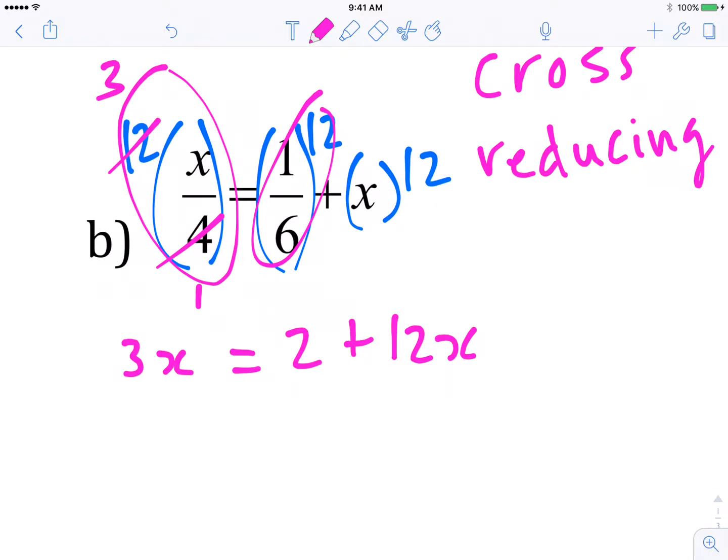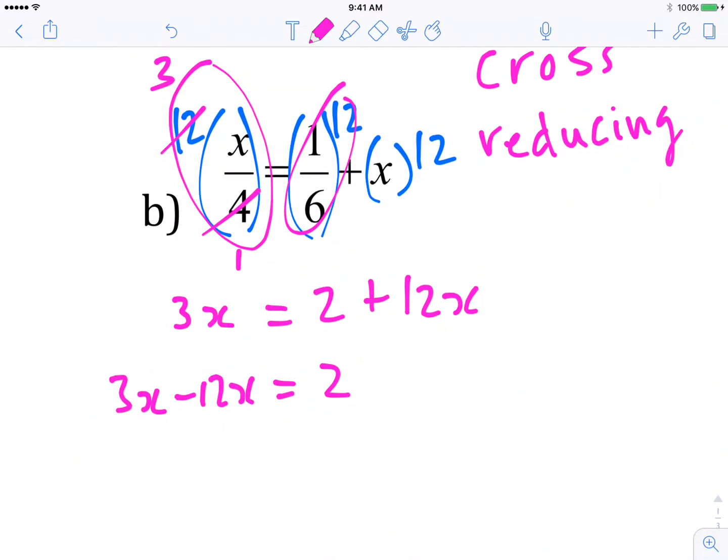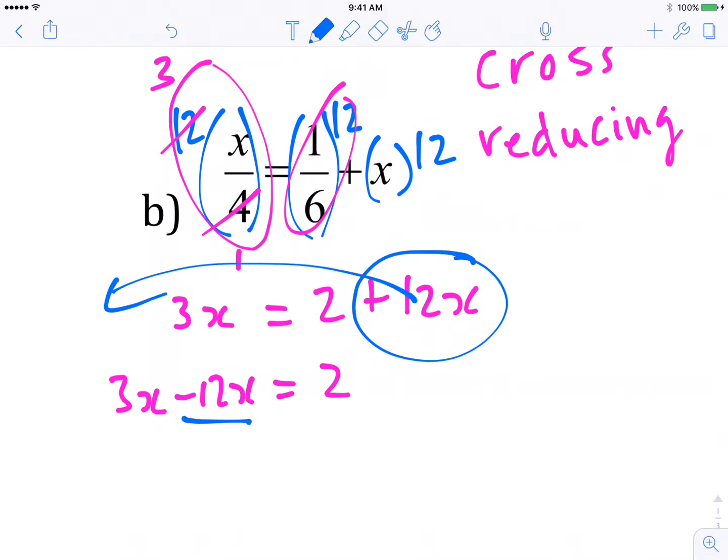We want to have our x's on the same side. So let's put the x's on the right. You know what, let's get them on the left side, why not? So we're going to subtract 12x from both sides, and that gives us 3x minus 12x equals 2. Now keep in mind, for some of you, I know you're thinking, hey, I take the positive 12x, bring it to the other side, and it becomes a negative 12x. You can think of it that way, just as long as you know what we're really doing is subtracting 12x from both the right side of the equation and the left side of the equation.